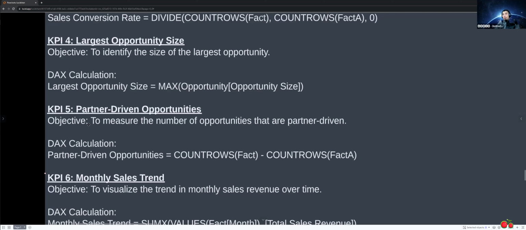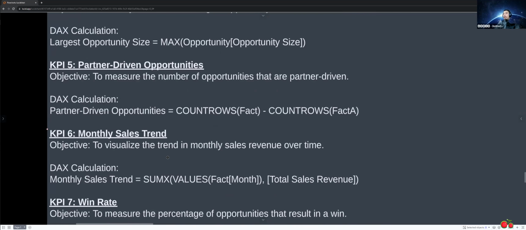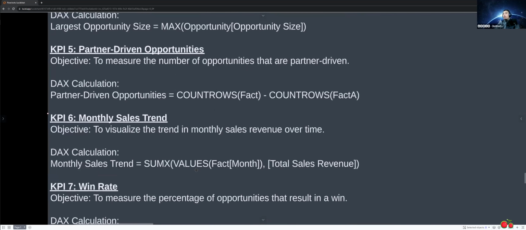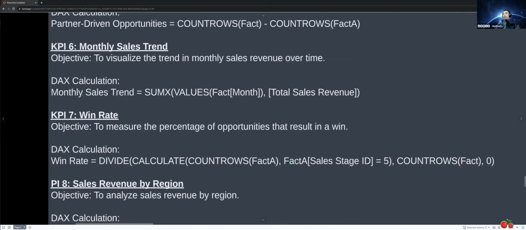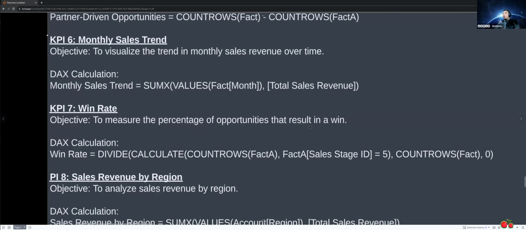So finding these objectives is crucial. Now, monthly sales trend, and there we go. This is the sales. I can Google this, and I can find it super easy. But what I want, like here, this is again the challenging part. And the win rate, okay, to measure the percentage of opportunities that result in a win. Look at that. That is a very nice KPI.